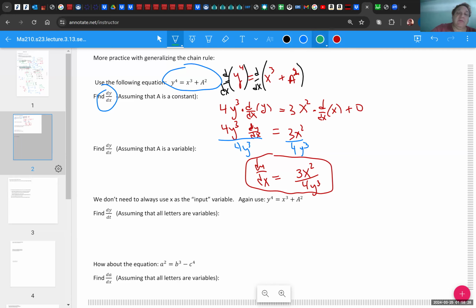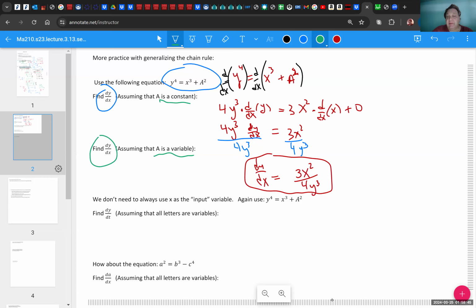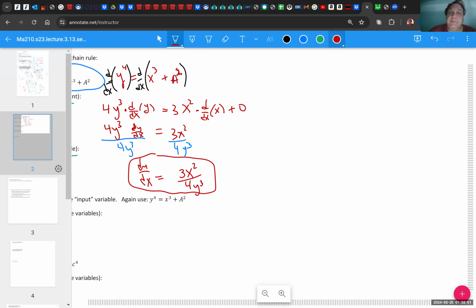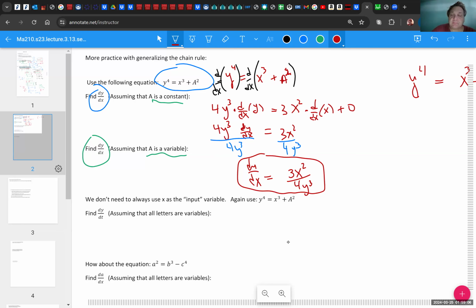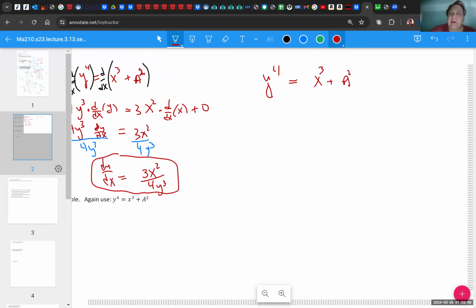All right, second part of this problem is we're going to use the same equation, and we're going to find dy dx, but we're going to assume that a is a variable this time. So instead of a being a constant, as in our previous example, we're going to assume a is a variable. What I'm trying to show you here is that things don't really change that much. So we're going to write down the same equation. We are looking for the same derivative, dy dx. So I need to differentiate with respect to x, just like before.